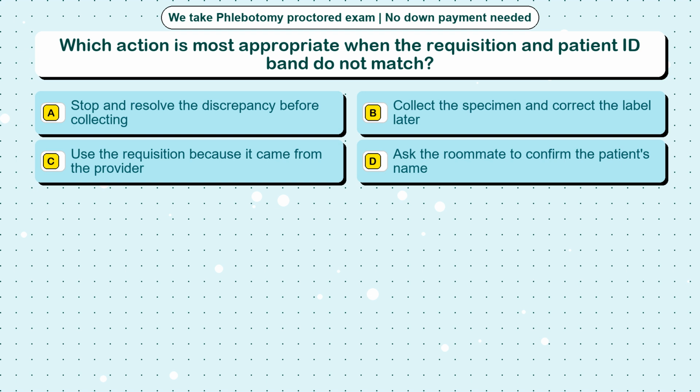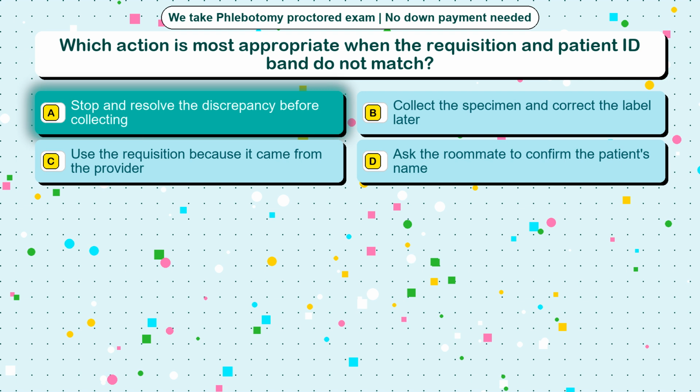Option A. Stop and resolve the discrepancy before collecting. Option B. Collect the specimen and correct the label later. Option C. Use the requisition because it came from the provider. Option D. Ask the roommate to confirm the patient's name. The correct answer is option A.